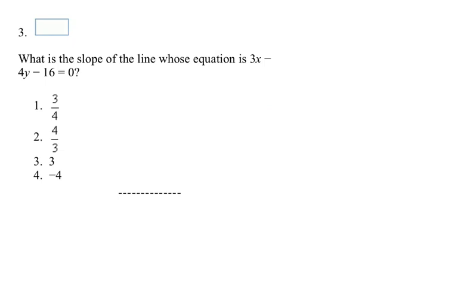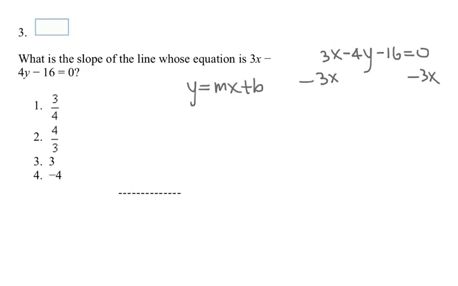Number 3. What is the slope? In this case, we want to convert the equation into y equals mx plus b format. In order to do that, first we're going to subtract 3x. So from here, 3x minus 4y minus 16 is equal to 0. Let us subtract 3x from both sides. Then we get -4y minus 16 is equal to -3x.